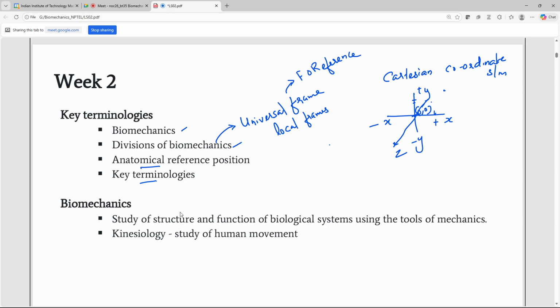And also, we have seen what's the difference between biomechanics and kinesiology. Biomechanics is the study of structure and function of biological systems using tools of mechanics, whereas kinesiology is the study of human movement, and anatomy is the study of human body structure. So this is the difference between biomechanics, kinesiology, and anatomy.